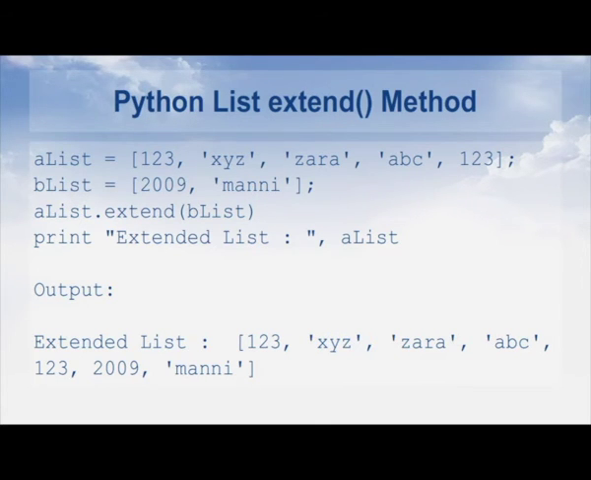Now I print the a list. When I print the a list, I find that the b list is appended or extended at the end of the a list. Now a list has how many elements? Initially it had 5, now it has 7 elements. So the elements from b list, that is 2009 and money, are appended to the a list, as you can see in the answer.